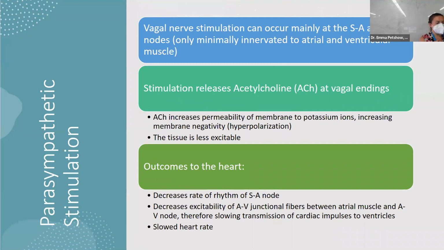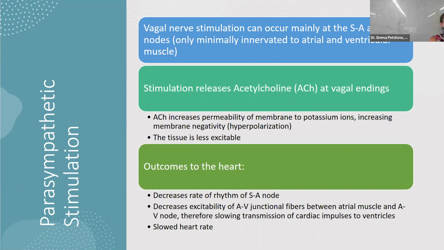Stimulation of our parasympathetic pathways is going to release acetylcholine at vagal nerve endings, bringing back your neurotransmitters. We'll talk again about this in our neurology section. But acetylcholine is going to increase the permeability of your membrane to potassium, increasing your membrane negativity. It's going to hyperpolarize your membrane, making it more negative. If your membrane's more negative, it's less excitable, right? The more negative our membrane is, the harder those pacemakers have to work to get it up to that level where it's able to self-excite. So the more potassium we are able to permeate, going to increase your membrane negativity, make it less excitable.